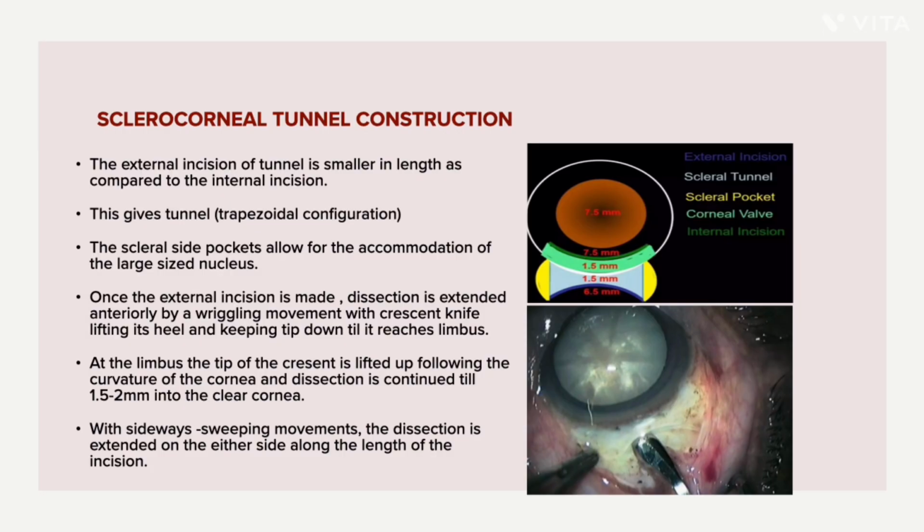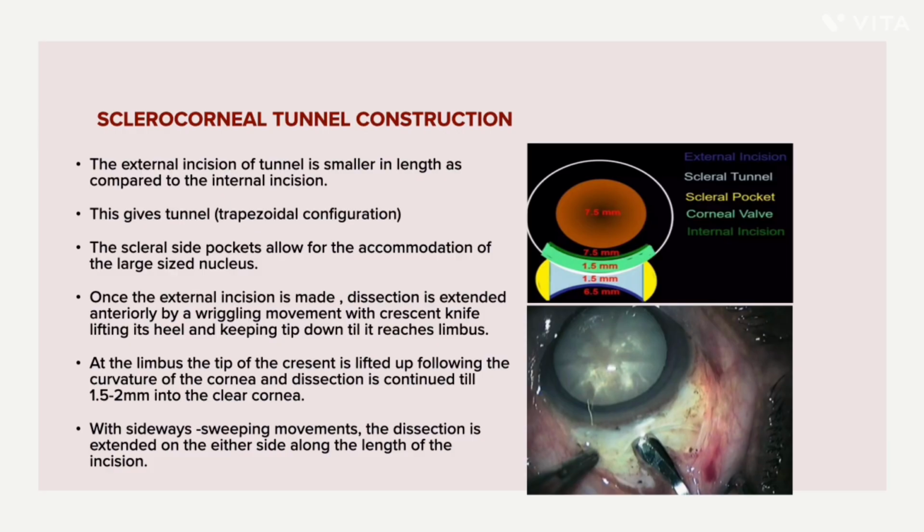These pockets are essential because they allow the tunnel to stretch and accommodate a large hard nucleus without tearing the tissue. And the dissection technique: once the initial external incision is made, we use a crescent knife to begin the dissection, and the dissection is done with a wriggling movement. You must lift the heel of the blade while keeping the tip down as you move towards the limbus. This ensures you stay in the correct mid-scleral plane. This is a crucial tip.